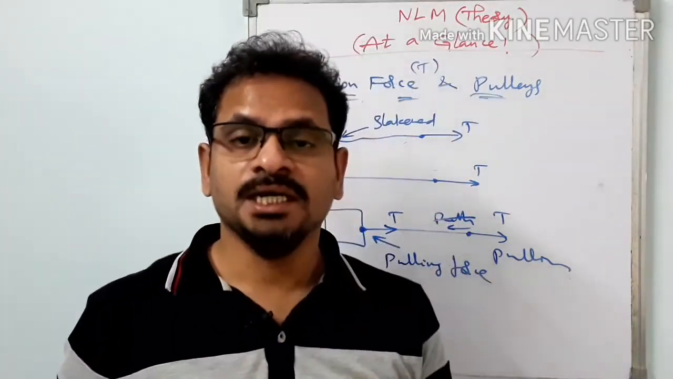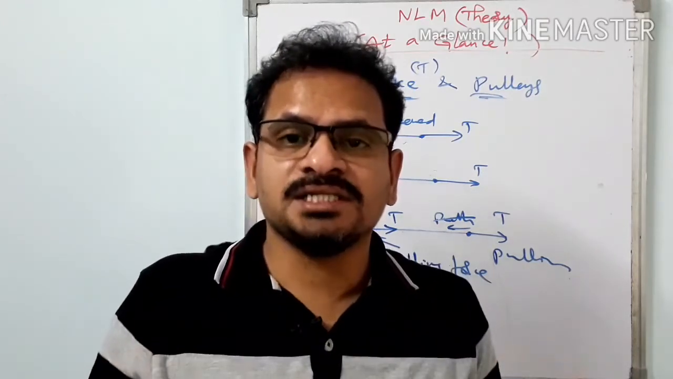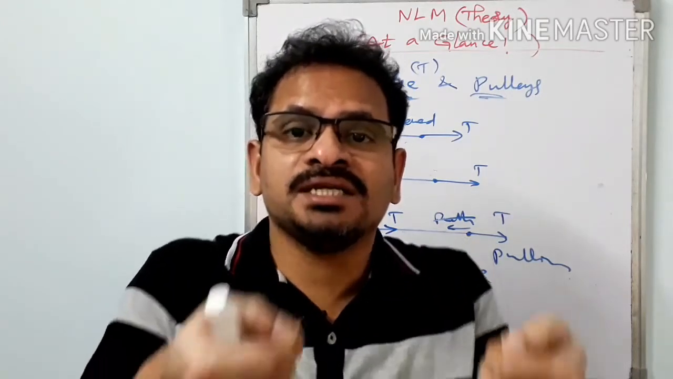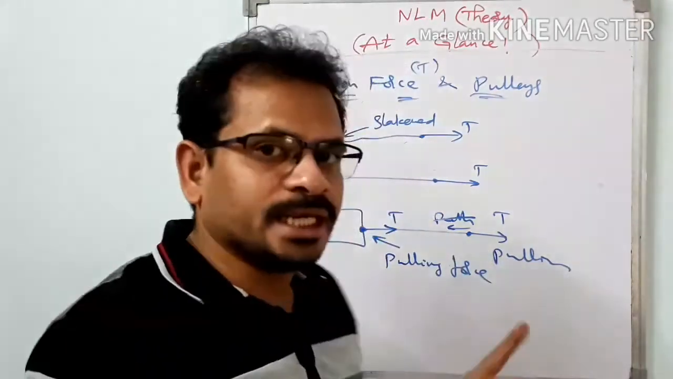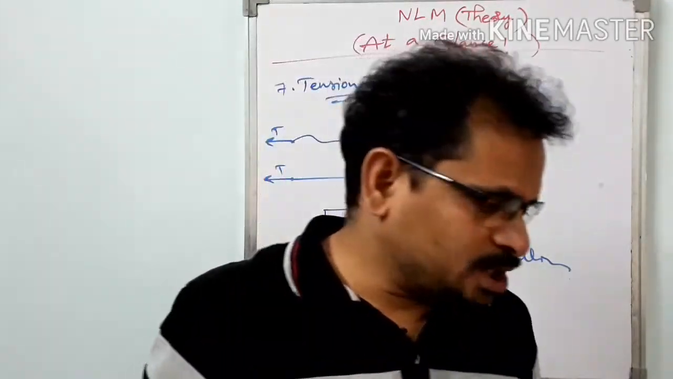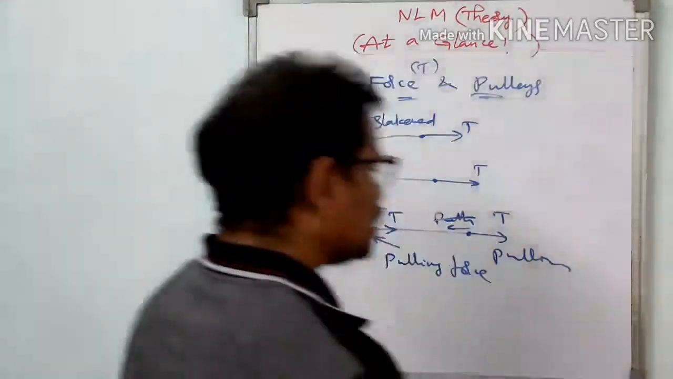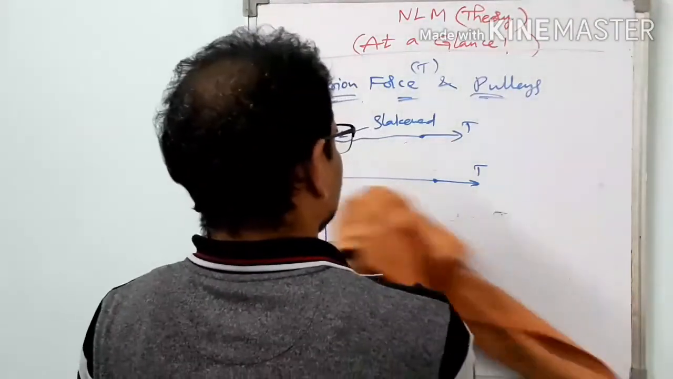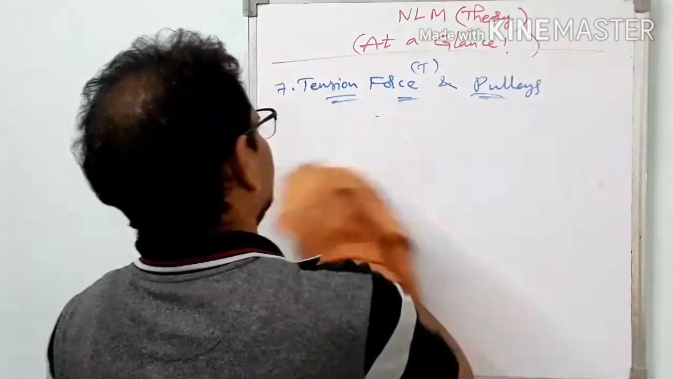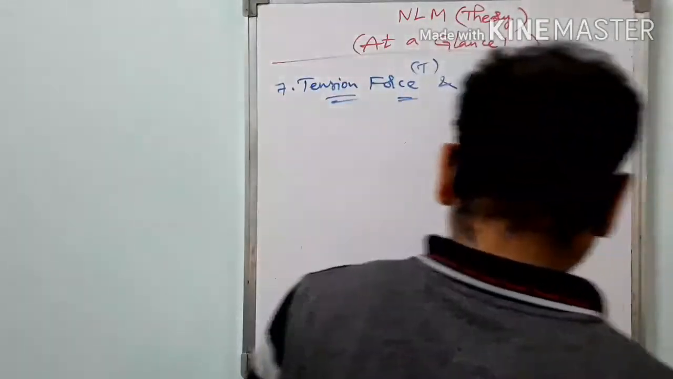So the most important things about tension force: one is that tension force acts on strings in such a way as to keep the string in stretched form. And one more thing is that tension force can only pull a body but can never push a body. These two points are very important and help us to draw diagrams regarding tension forces.